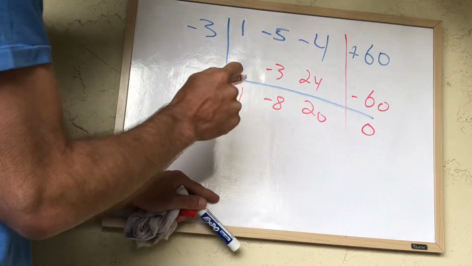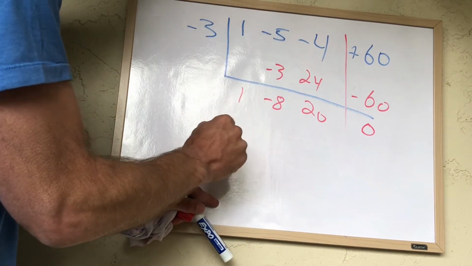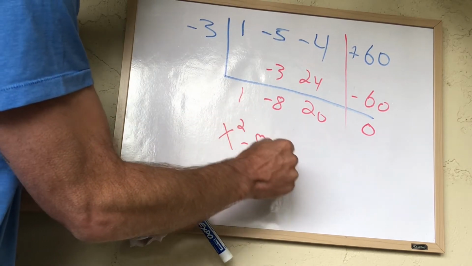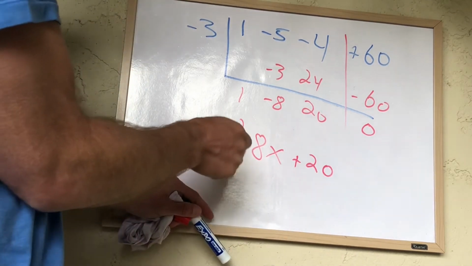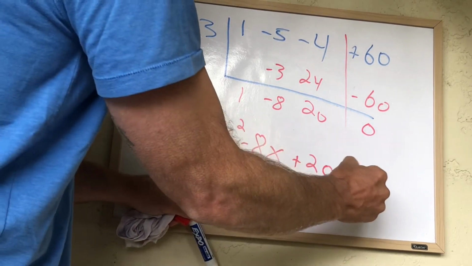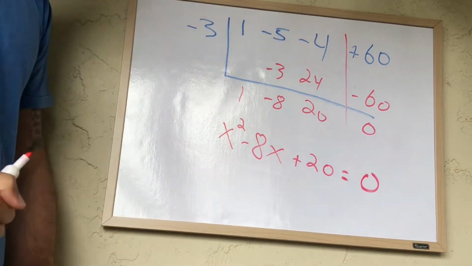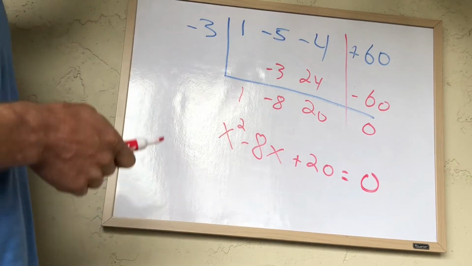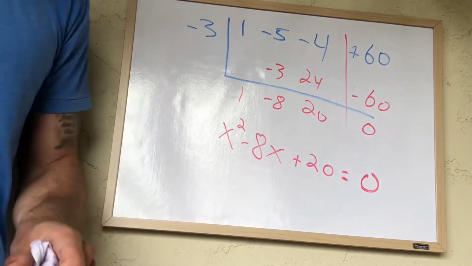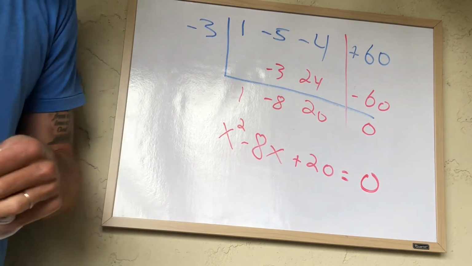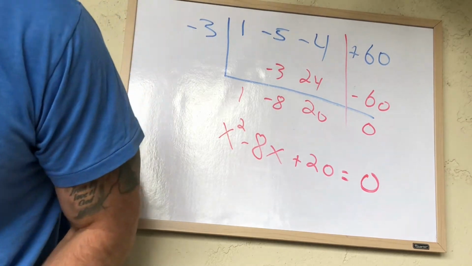So we started off with x to the third, and this is going to be 1x squared minus 8x plus 20. Then you would set this equal to 0 to solve for your other x. With this, you can't factor it. There are no two numbers that multiply together to get positive 20 and add together to give you negative 8. So it's going to be imaginary numbers. You'd use the quadratic formula to solve for your other two solutions.